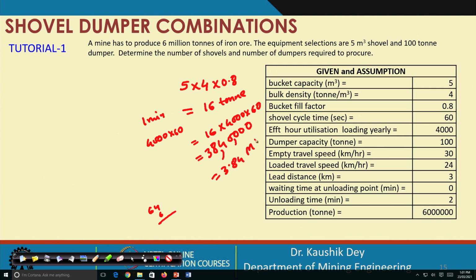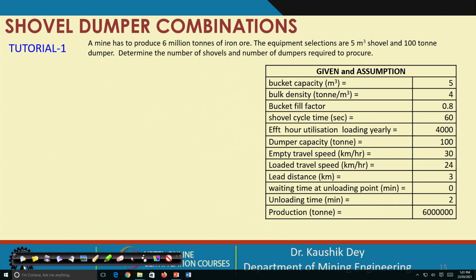So, 3.84 million ton of material can be handled by one shovel. Our target is 6 million ton. If we divide 6 by 3.84, that is 1 point something. So, we understand we need to have two shovels of 5 meter cube to achieve the production target of 6 million ton. So, this is now clear and can be easily calculated. Now, let us look at the next one. Our dumper capacity is 100 ton. We have seen earlier that the bucket capacity is basically 16 ton.